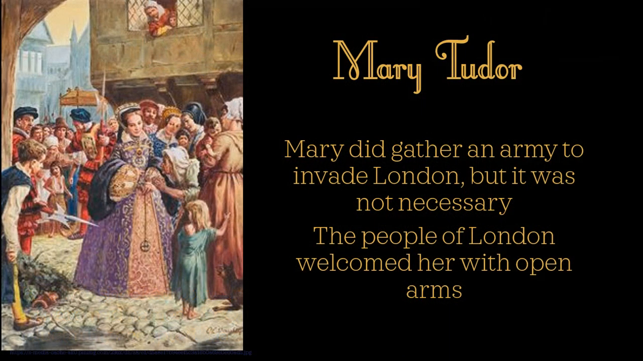So Mary was not happy at all, obviously. She said, what are you thinking? I am obviously in the line. I'm first in the line, which she was, and you could see from the family tree, she had the strongest claim to the throne. She was the first daughter of the king. So Mary actually gathered an army, I'm guessing a Catholic army, to invade London. But it turned out when she got there, the people welcomed her with open arms.